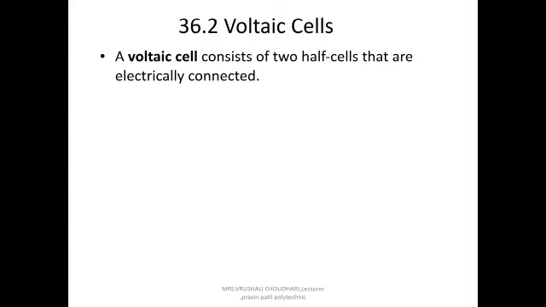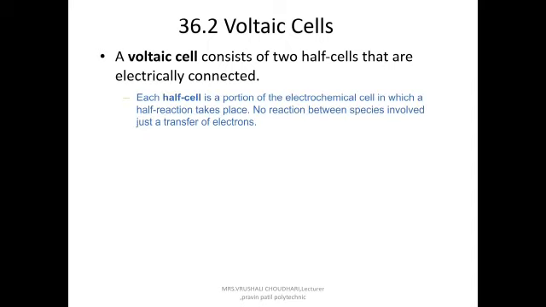A voltaic cell consists of two half cells that are electrically connected. Each half cell is a portion of the electrochemical cell in which a half reaction takes place. Only oxidation or only reduction takes place. There is no reaction between the species involved, just the transfer of electrons.